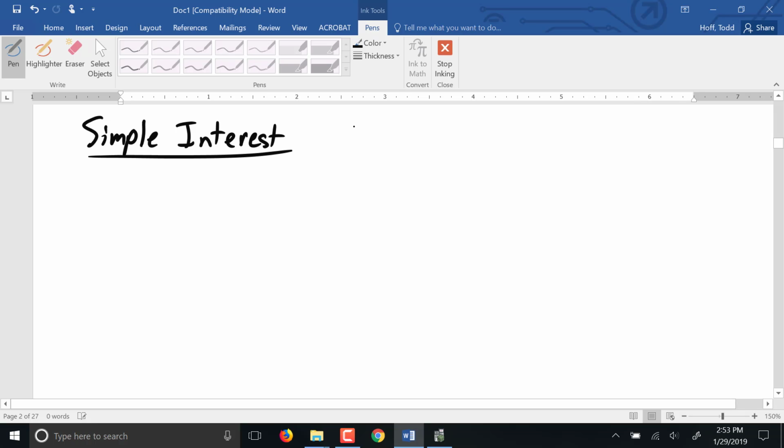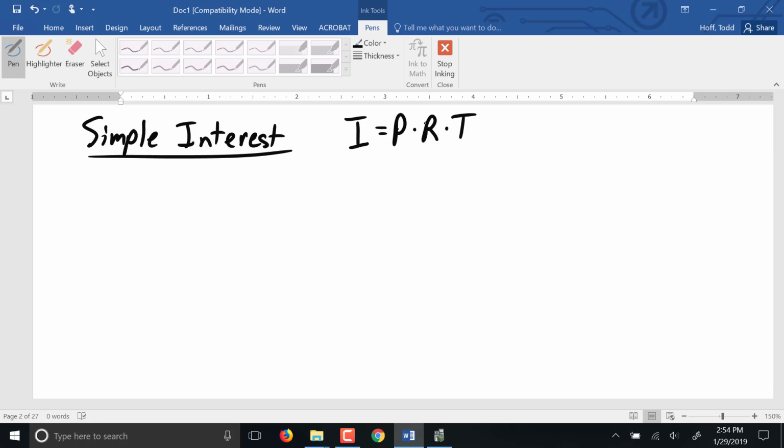Formula for simple interest is the amount of interest, I, equals P times R times T, where P is the principal, that's the amount of money you start with. R is the rate, that's your percent converted into a decimal. And T is your time in years.